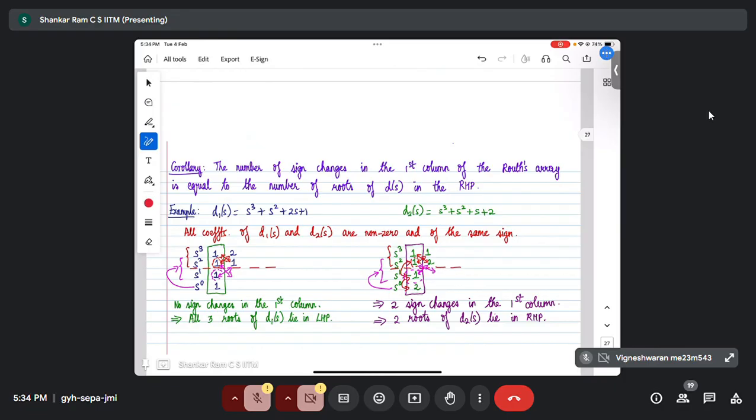So what do we do now? Let's say we understand through two examples. Let's say we take two polynomials D1 and D2. Okay, third order polynomials. D1 is S cubed plus S squared plus 2S plus 1. D2 is S cubed plus S squared plus S plus 2. So what is the only change between D1 and D2 that we can observe? Coefficient swapped, sir. Yes, the coefficient of S and the constant term are swapped. Okay, that's all there is to it.